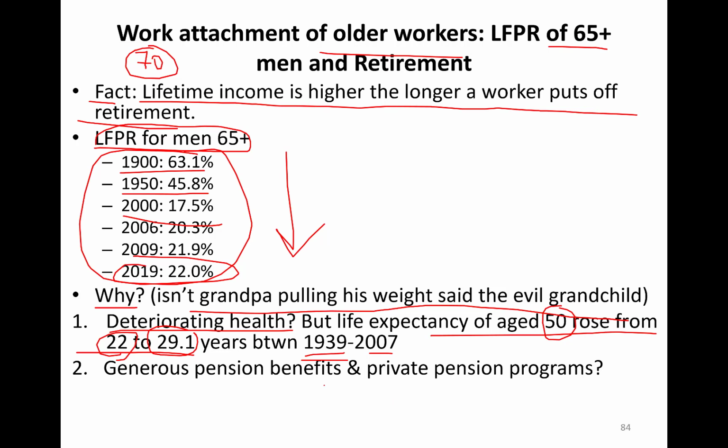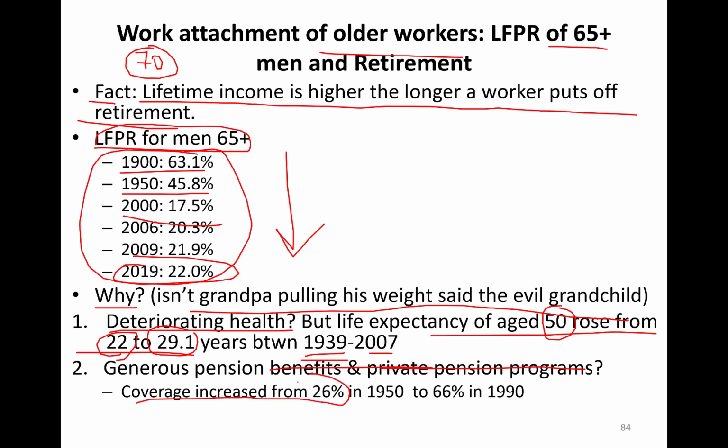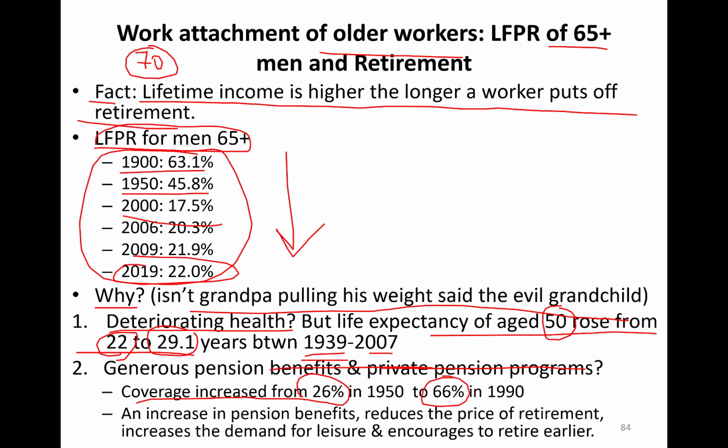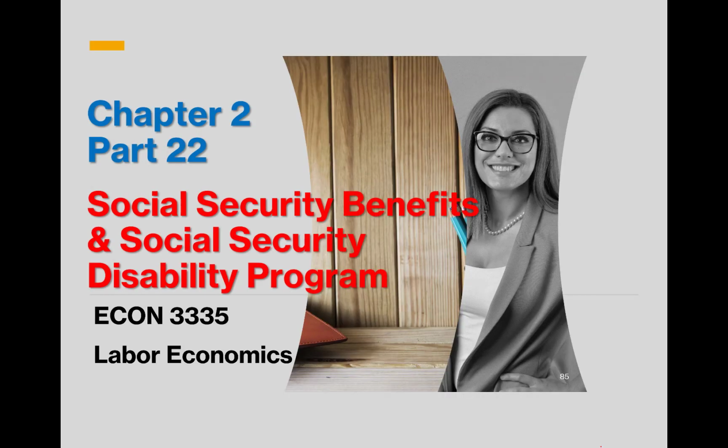So no. Second, is it the generous pension benefits and private pension programs? This could be the reason. Coverage of pension plans and Social Security increased from 26% to 66% in the 1990s. So yes, an increase in pension benefits reduces the price of retirement and increases the demand for leisure at older ages. In the next part, we're going to expand on this and talk about Social Security benefits and the Social Security disability program.